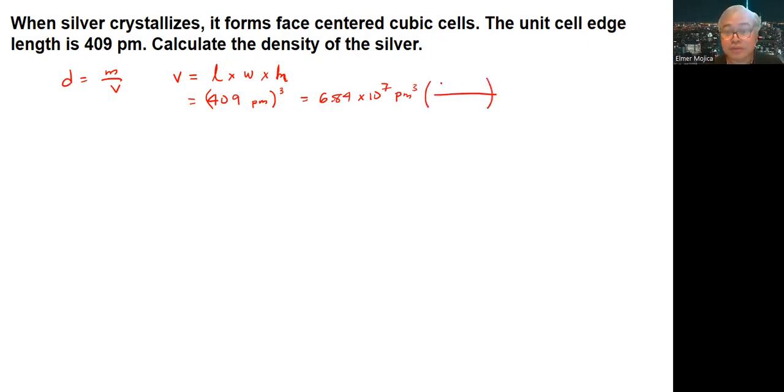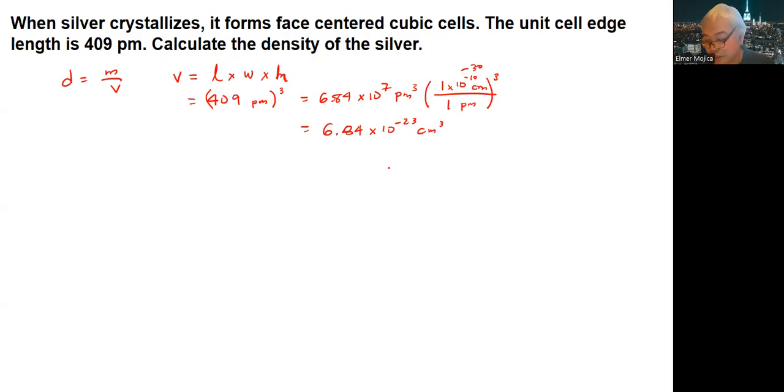Okay, so for every 1 picometer, there's 1 times 10 to the negative 10 centimeter. So if we're going to get the cube of that, so how many is that? 10 times 10 times 10. So we have here 10 to the negative 30. So if we're going to multiply it, you will end up with 6.84 times 10 to the negative 23 cubic centimeter.